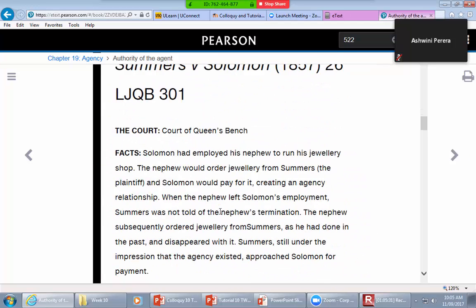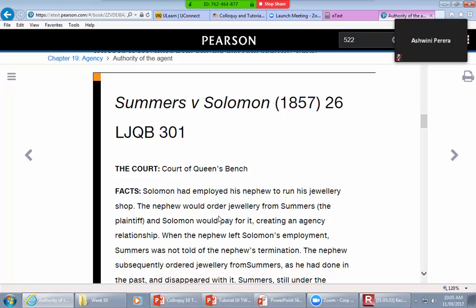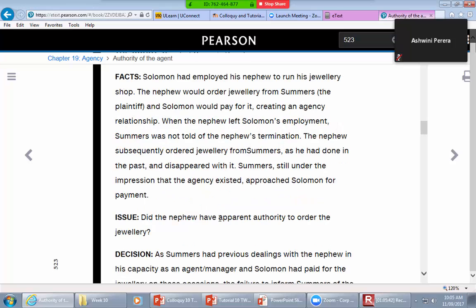Okay, let's then move on to page, again, 522. We're going to talk about Summers and Solomon. Again, 1857, very old cases. So just remember that when these would come up this time around, they would have very different outcomes.